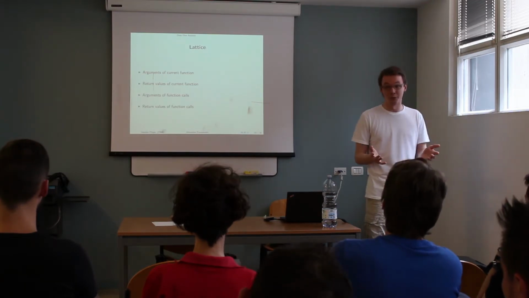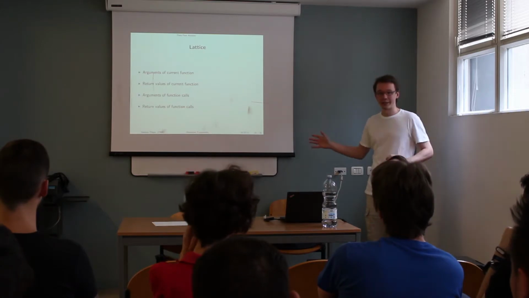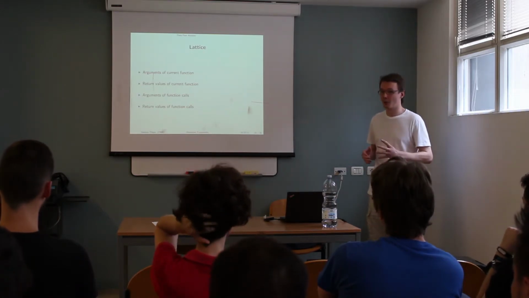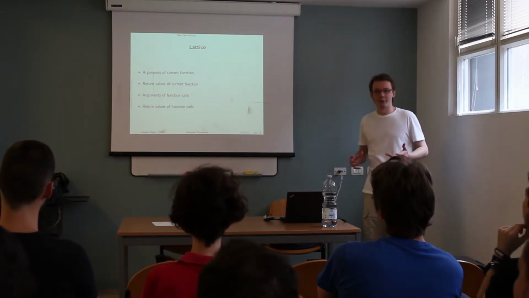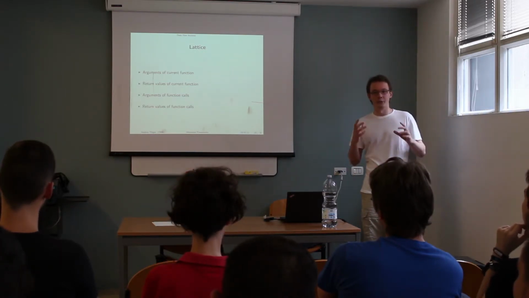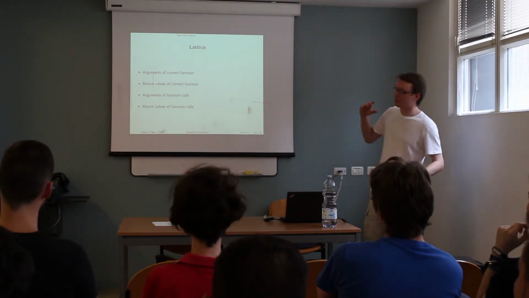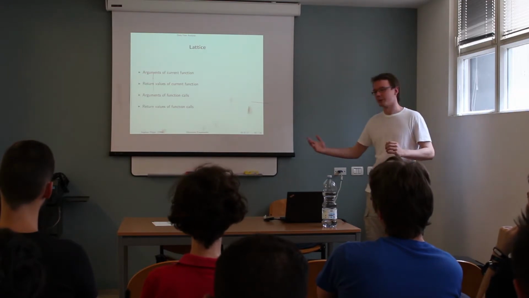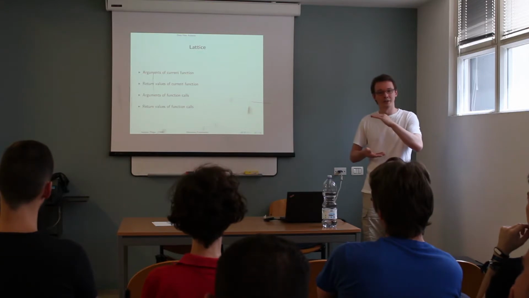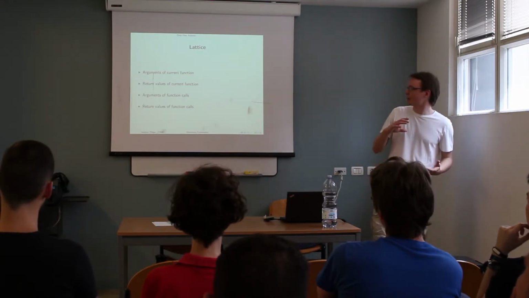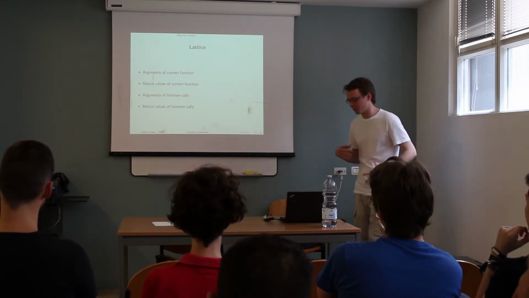So we have a monotone framework, so we need a lattice. And we not only need one lattice, but we need at least 4 of them. One lattice for the arguments of the current function, so you want the point of view of the current function, you have a lattice for it. You want the return values of the current function, you also need a lattice for it. You have the arguments of the function calls inside the current function, and you also want the return values of the function calls. So you have 4 lattices, and later on you combine them.